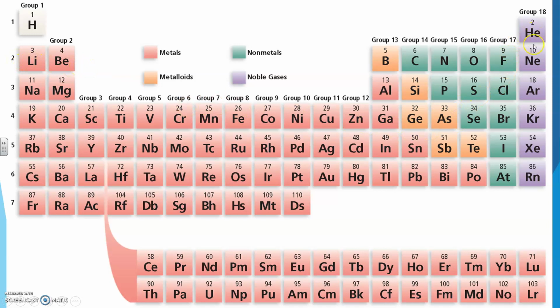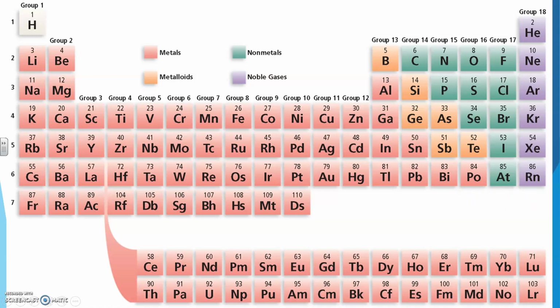And then over here we do have our noble gases. You'll notice that this periodic table is really out of date because it's missing a good majority of the last row. Again, it just so happens that way.